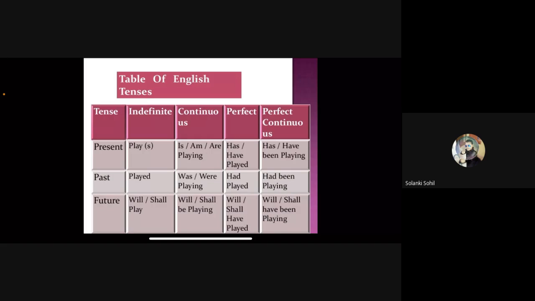Sir, we have to write this in homework. Yes, twice. You have to write this table. So take screenshot if you have not taken.